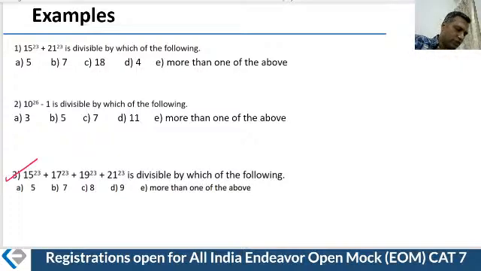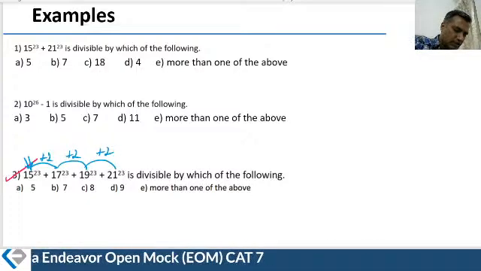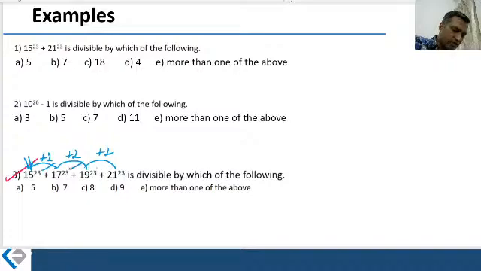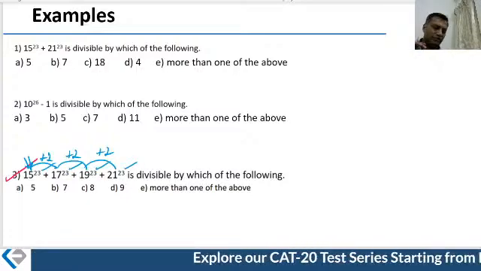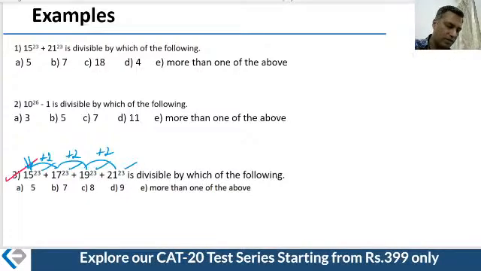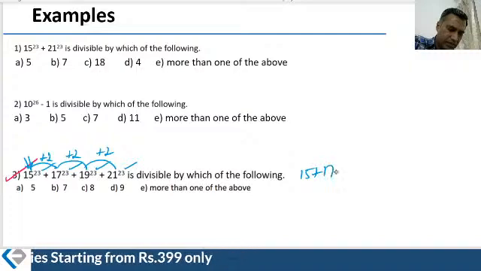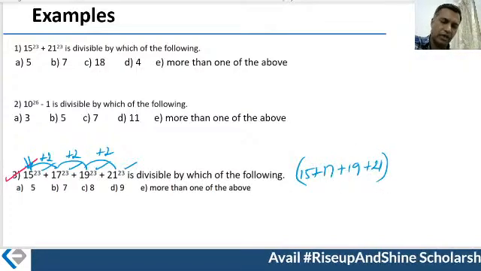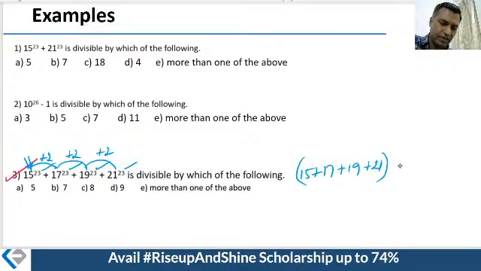Perfect. Very good. Here you said, are these in AP? 15 to 17 is plus 2, 17 to 19 is plus 2, here again plus 2. Second check: are the powers odd? Yes, the powers are odd. If the bases are in AP and the powers are the same, then it is definitely divisible by 15 + 17 + 19 + 21, which is nothing but 72. So this number is divisible by 72 or the factors of 72.